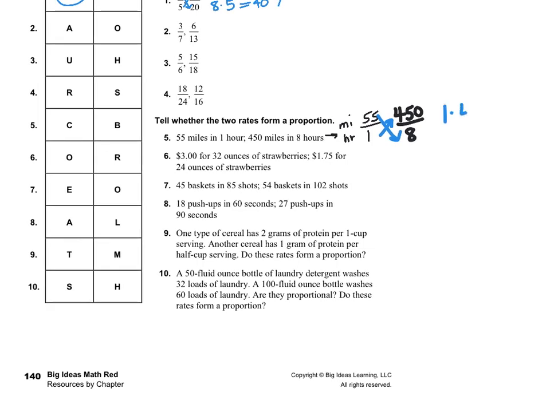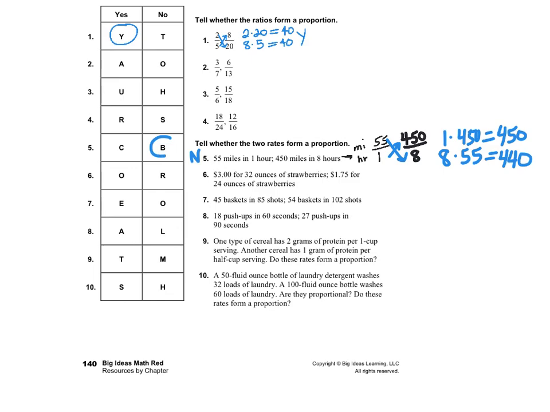Obviously, 1 times 450 is 450. And then 8 times 55, what is that? I think it's 440 actually. Okay, those are not equal. So this is a no. Number 5, I would put no.